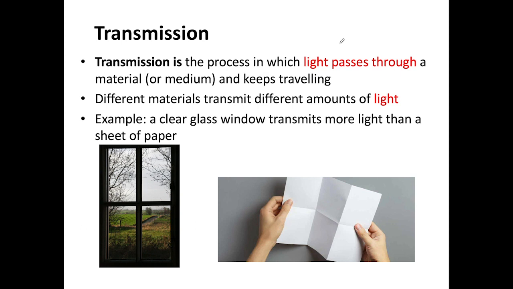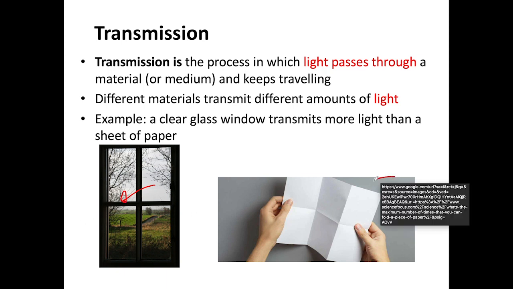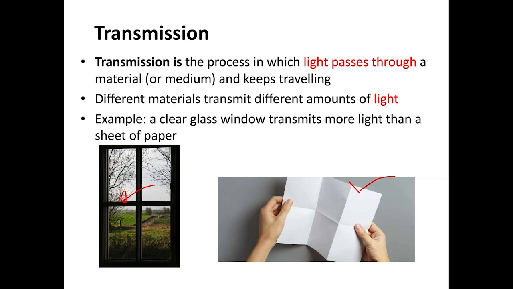Transmission. Transmission is the process in which light passes through a material. So light's traveling through something like this window, and you see it on the other side. Different materials transmit different amounts of light. If I held up this white paper against a light bulb, I would get some light traveling through it, probably not as much as I would for this window. So clear glass windows transmit more light than a sheet of paper.